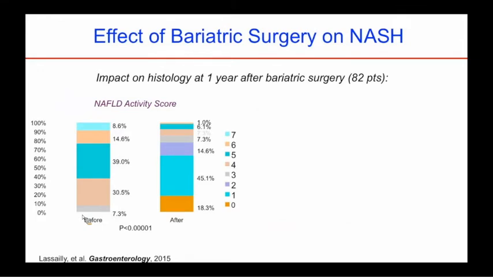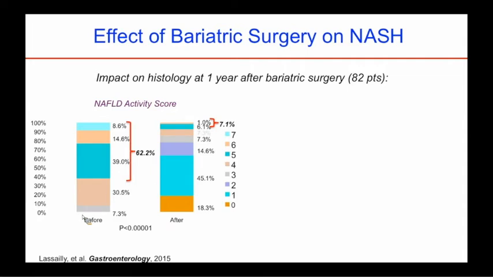Okay, let's focus a little bit more on NASH. These are data that I think we've seen a number of times from our good friend Philippe Mathurin and his team, who are now focusing quite a bit on NAFLD and NASH, and they look specifically at the impact of bariatric surgery on stages of NAFLD, both in terms of activity and fibrosis, at the time of bariatric surgery and 1 year later. And so at the time of bariatric surgery, this is the distribution of disease, and then 62% had relatively advanced stages of NAFLD activity.